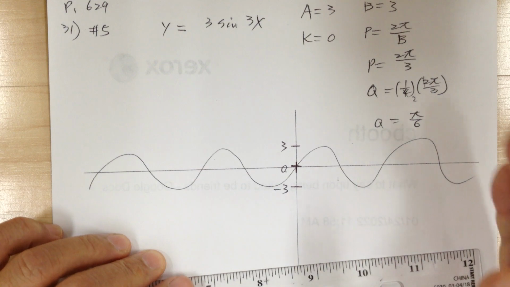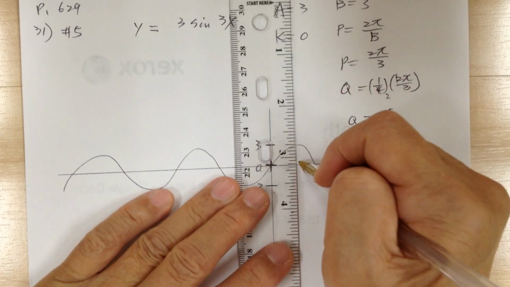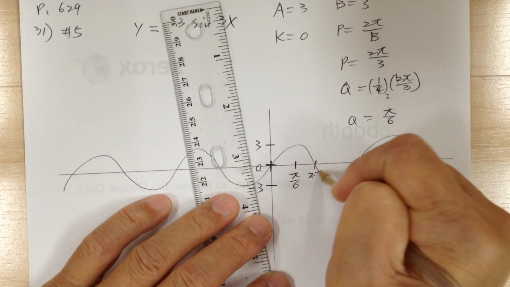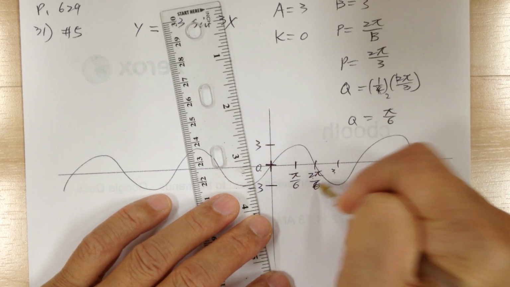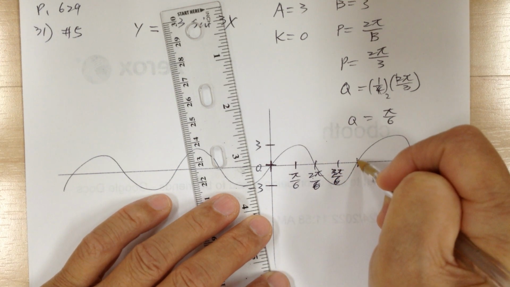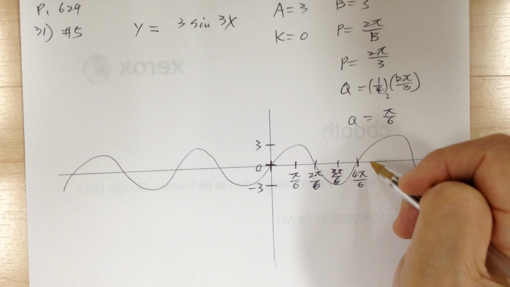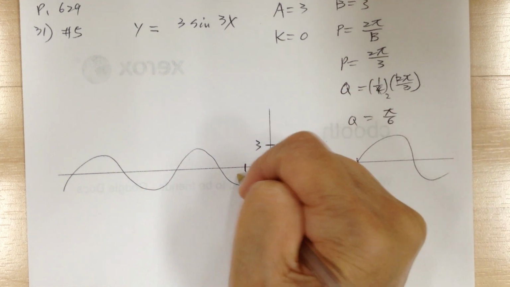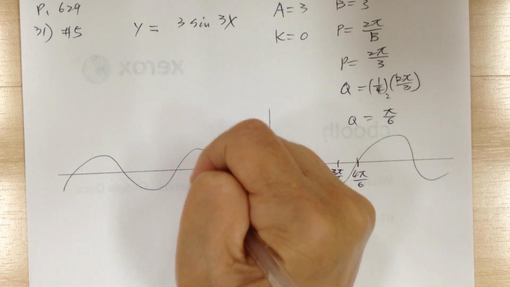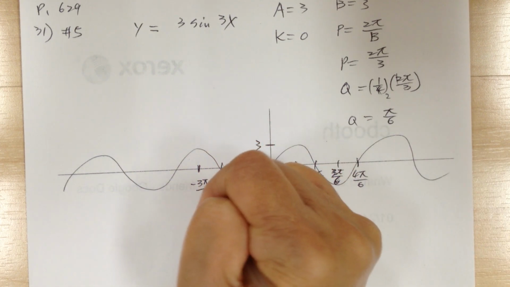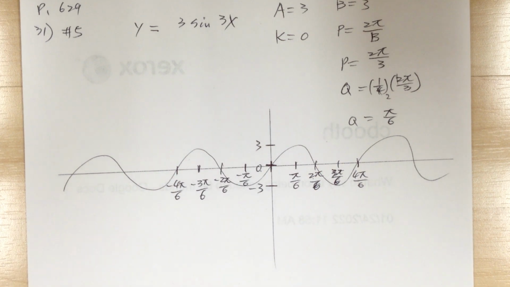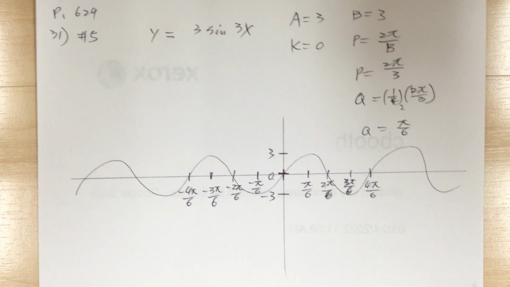Now we're ready to do the horizontal, so q equal to pi over 6. That means this would be pi over 6, 2 pi over 6, 3 pi over 6, and this would be 4 pi over 6. Then you go one period this way, so it would be negative pi over 6, negative 2 pi over 6, negative 3 pi over 6, negative 4 pi over 6. And that would be the graphing for number 5.